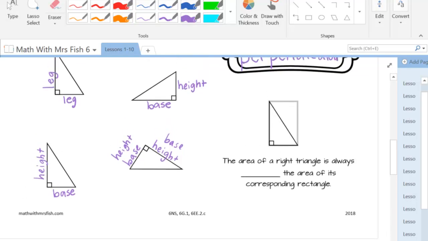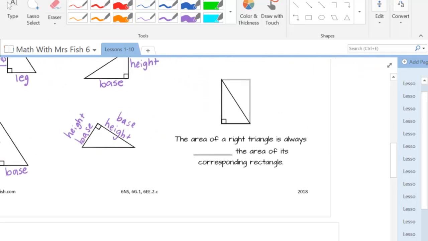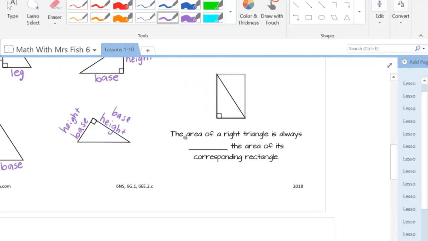Before we look at the formulas for the area of a triangle, we just want to come over here and look at this. The area of a right triangle is always half the area of its corresponding rectangle. And corresponding might be a new word for students, but basically we're just saying if you took the triangle and its twin and put them together to make a rectangle, the triangle would be half of that rectangle. And that helps students as we get ready to look at the formula on the next page.